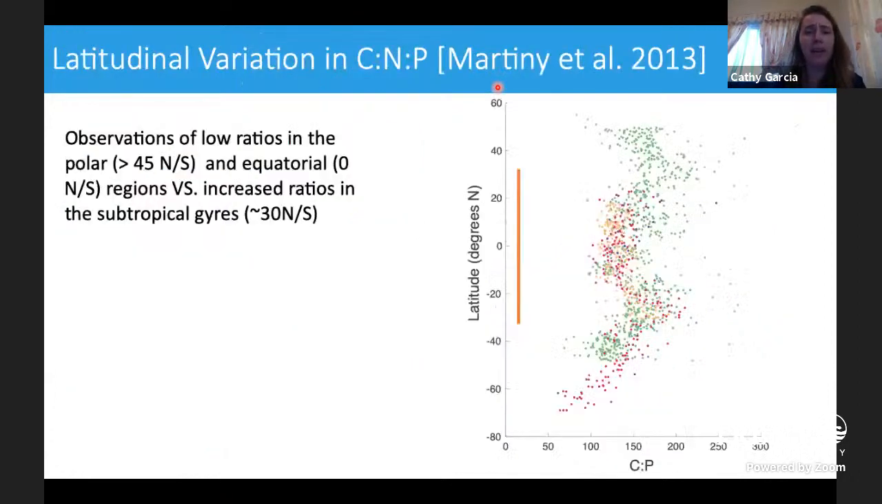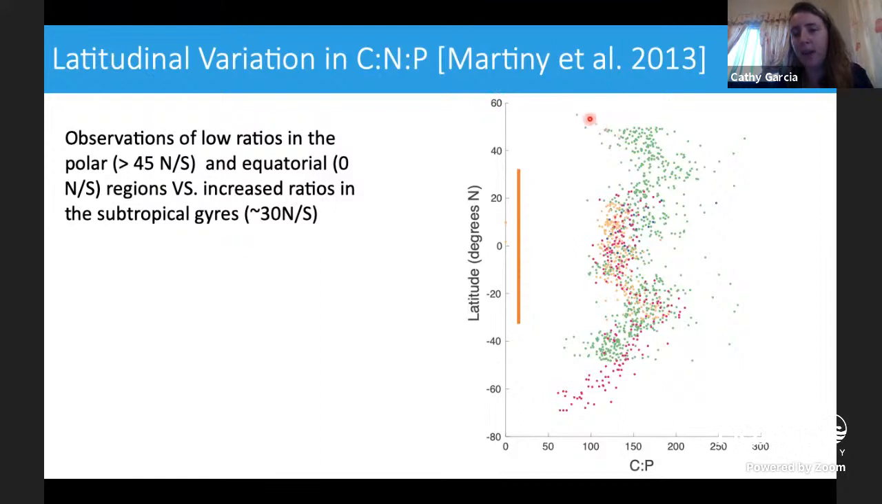But work by my advisor, Adam Martiny, he compiled the surface observations of carbon, nitrogen, and phosphorus. And in the study, he found that there's actually systematic latitudinal variation among these ratios. This is a more recent compilation just of recent cruises in the Martiny lab.